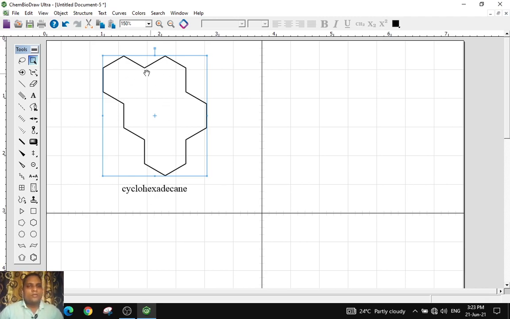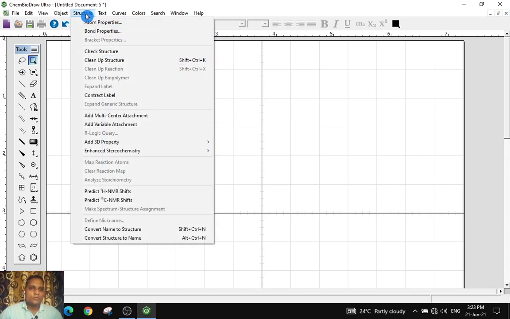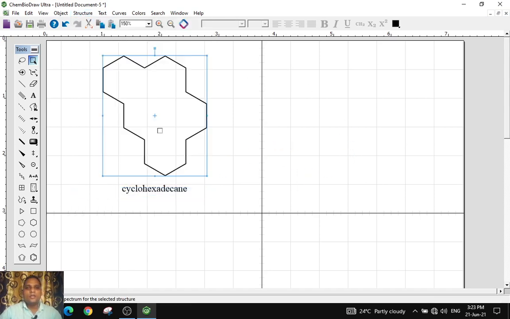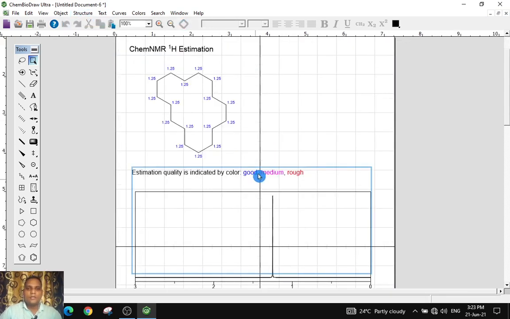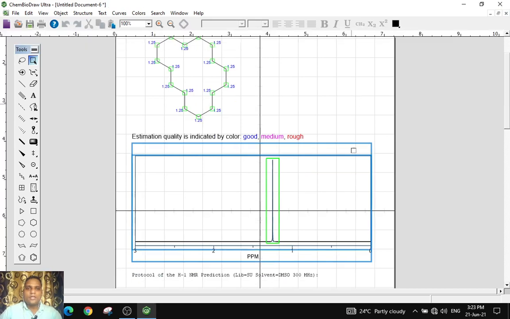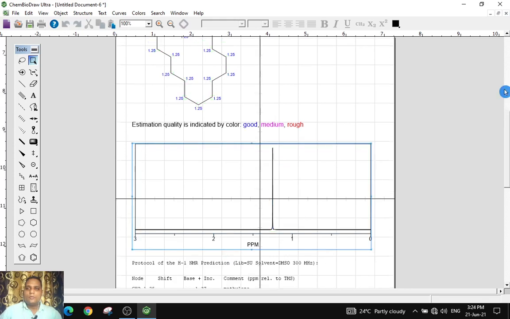If you want the proton NMR of this one, simply click on the structure like this, go to the structure menu again and choose predict proton NMR. Just click on this one and you will get a new page interface, where they will show you how many peaks there will be. Since this has only a CH2 group, only one peak appears here, and from this you can see the proton NMR prediction. If you go down, you will see the values there also.